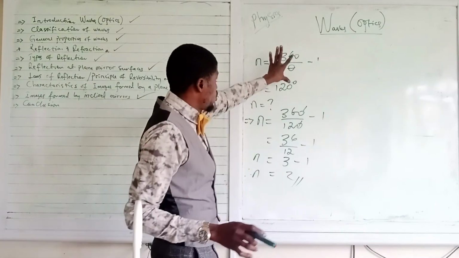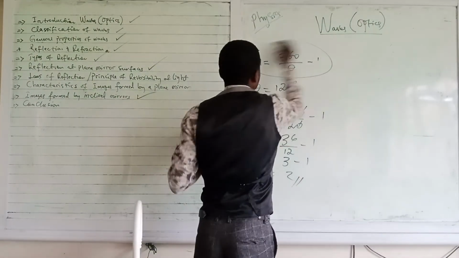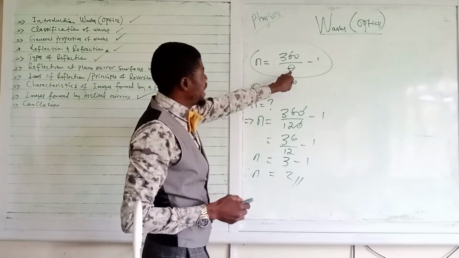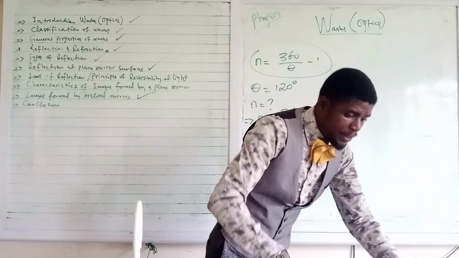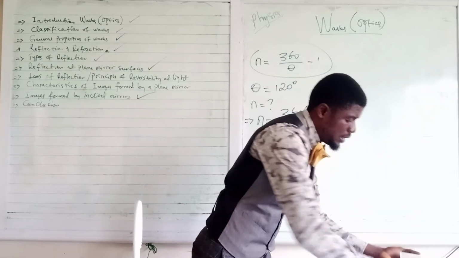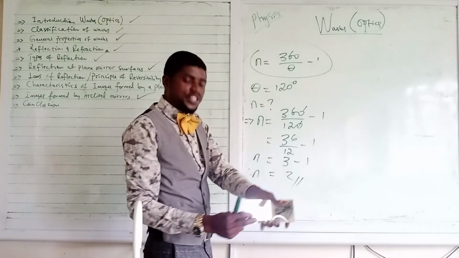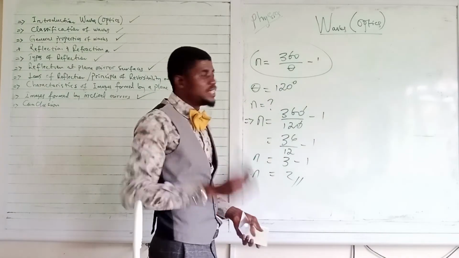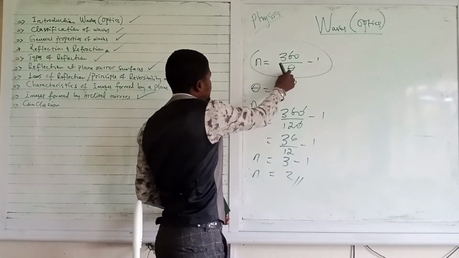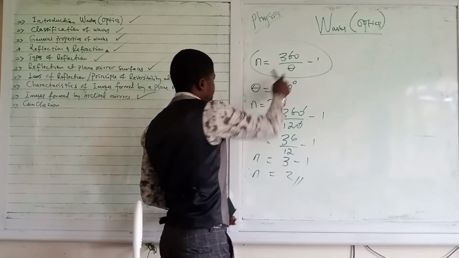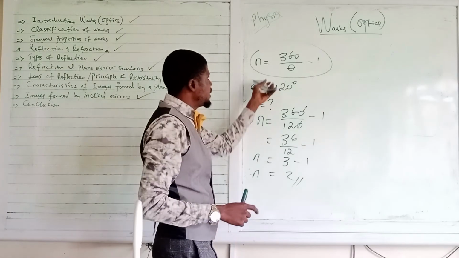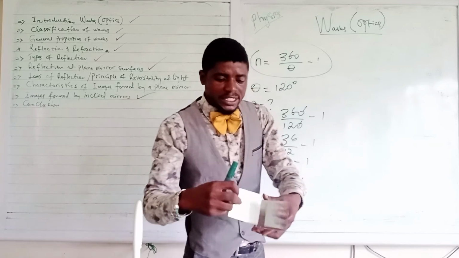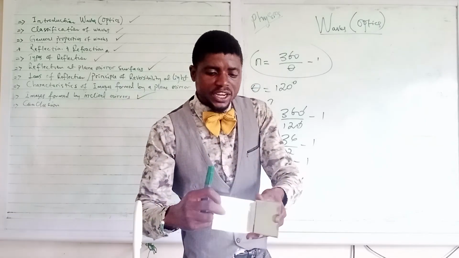Meaning, I want to throw light on this equation before we move on. What's the meaning of this equation? The equation simply means this: when the angle of inclination between the two plane mirrors increases, the number of images will decrease. Meaning, there is an inverse relationship between n and theta. So a decrease in the angle will cause the number of images to increase.